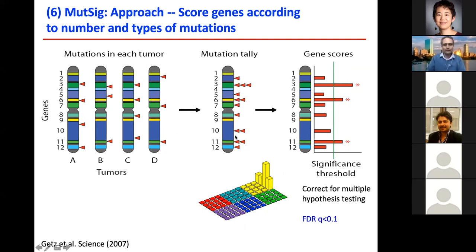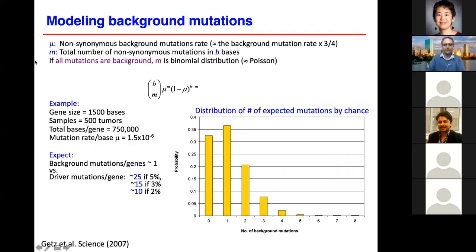We've already seen that different bases have different mutation rates depending on the signature, CpG to T, and there's this APOBEC and UV signature, etc. So we need to take the rate of different signatures into account. So we did that. We developed MutSig, and here's again a cartoon example. Basically, imagine that you have this estimate of the background mutation rate mu, the number of mutations you'd expect to have in a gene that is size 1,500 bases across 500 tumors. Total territory will be 750,000 bases.